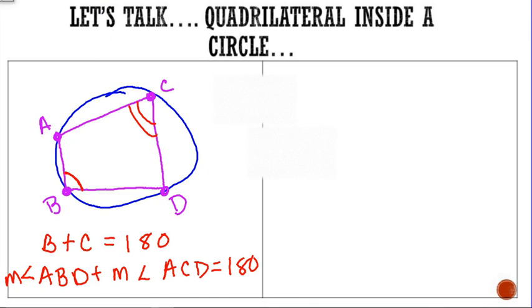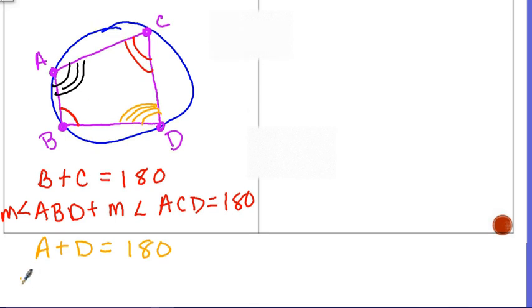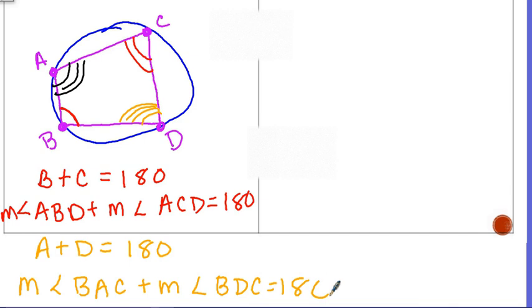Now, if I do angle A and angle D, and I'm marking these differently because they're different sizes, then I also can write that one in two ways. I can say A plus D equals 180 degrees. That means they're supplementary. The angles that are across from each other are supplementary. And so they have to be across. Or you can say the measure of angle BAC plus the measure of angle BDC is equal to 180 degrees. And these angles are supplementary.